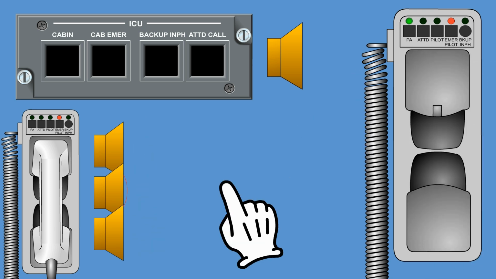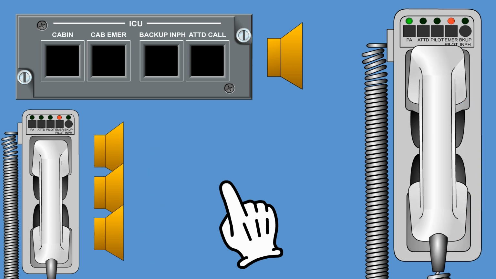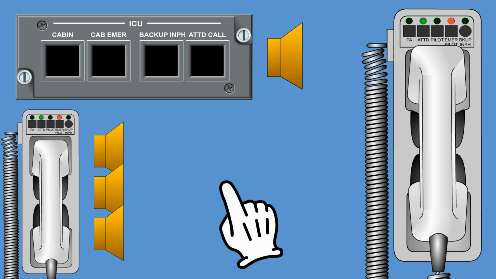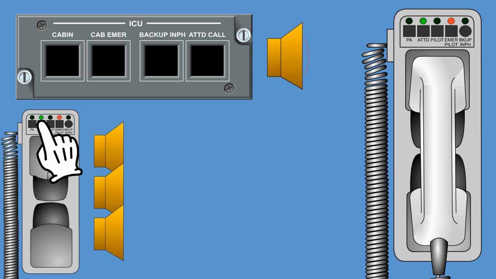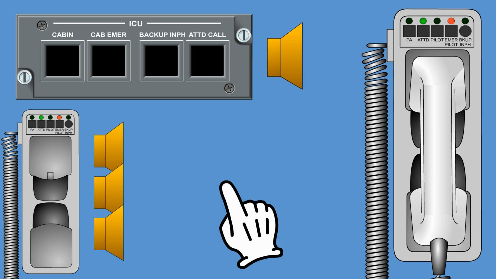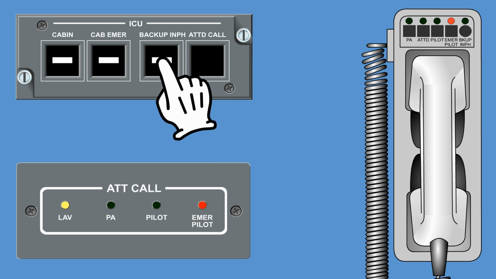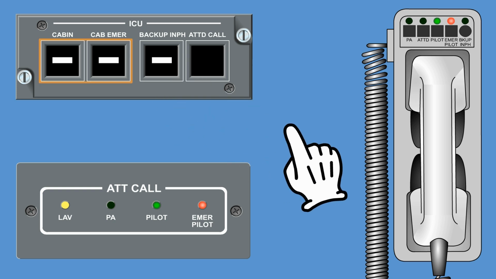PA can be selected to make passenger announcements, and the attendant button on the phone is used to call or to receive calls from the second flight attendant phone if installed. The backup interphone mode allows for interphone communication between the pilots and the attendant in case of normal mode failure. When pushed, it illuminates the cabin and cabin emergency buttons on the ICU, and the pilot and emergency pilot annunciators on the attendant's call panel. A striped bar illuminates inside the button to indicate that it has been pressed.